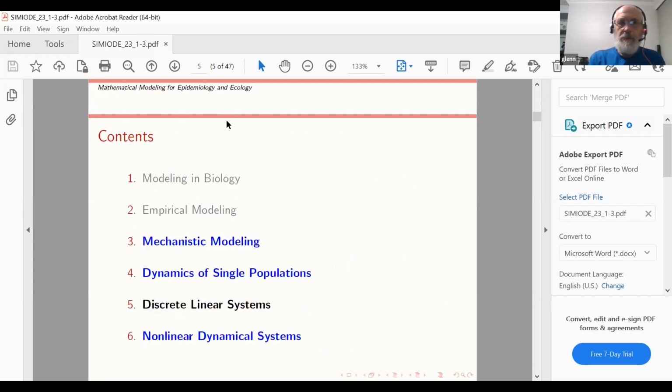This is the general table of contents. In my presentation of the table of contents, I've grayed out topics that are not relevant for differential equations, and I've highlighted in blue topics that I will say at least a little bit more about in the talk. So I won't be talking about discrete linear systems. The main point there for differential equations is just to introduce eigenvalues for students who haven't had a linear algebra course.